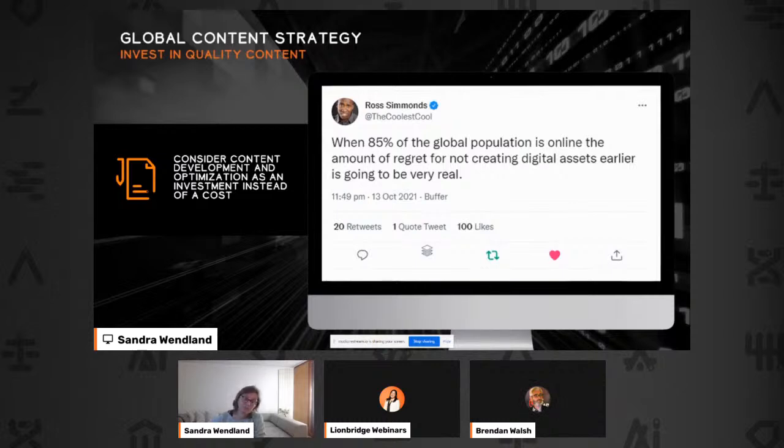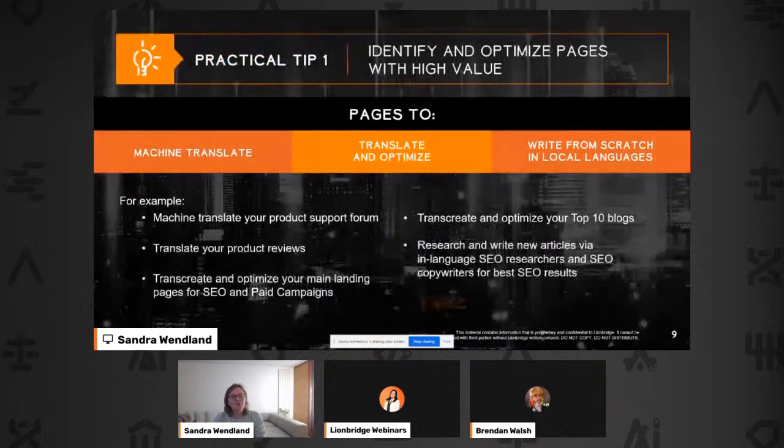Right. So what I put together is 5 tips on what I consider you should be looking at as you develop your global content. And first and foremost is take a data-driven approach. Identify and optimize pages that have high value. Invest in those where you think these are pages you'll get organic traffic based on data, based on research.